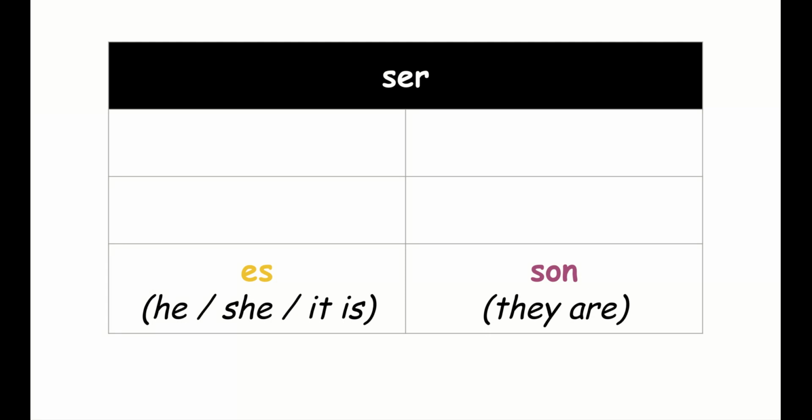So we've got the third person forms of the word ser here. Es means is and son means are. If you can remember that, you're 90% of the way there. But there's another form for each of the other grammatical persons. So soy, just in one word, means I am. You can say soy, and that means I am.